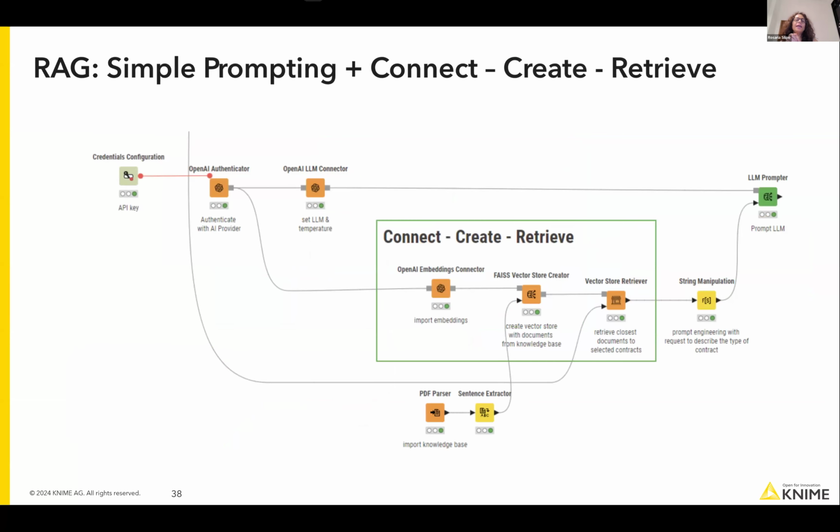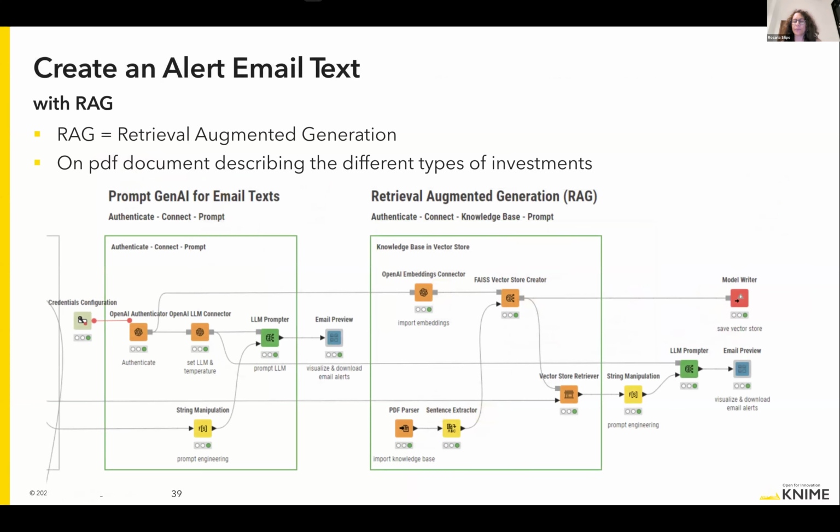Okay, and this one is the final workflow. So again, you start with your API key, then you get authenticated as a user on your AI provider, then you connect and select the large language models. You connect the large language models to the prompter, but then to create the prompt, this time you inject some knowledge base via these embedding connectors, the vector store creator, the vector store retriever, and then at the end, you put everything together and you pass the prompt to the large language model. So the answer is going to be, in theory, a bit more correct and a bit more precise.